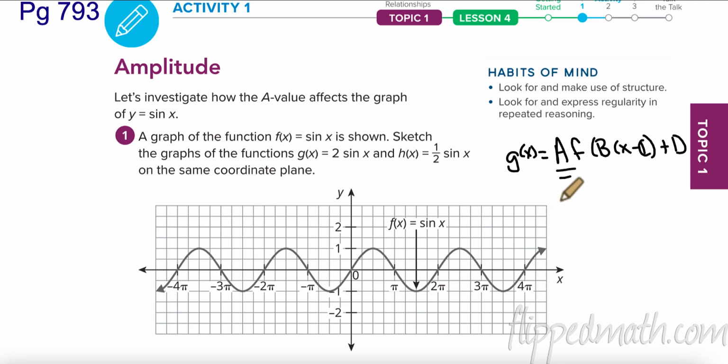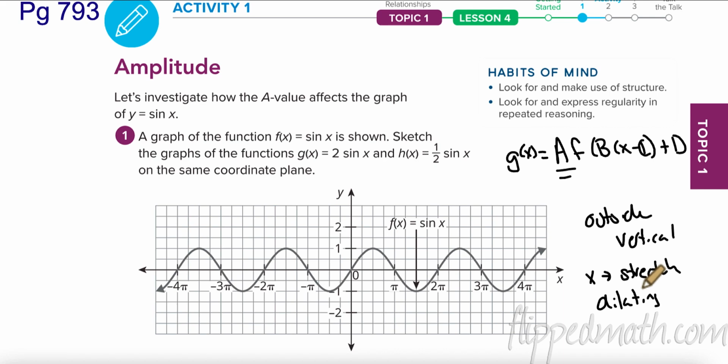So what is anything on the outside? Anything on the outside is vertical, right? Remember that? Vertical. And anything that's multiplying is a stretch or a shrink. It's scaling it. We are dilating it, right? Remember that word, dilating. So I'm going to dilate things. We understand we're going to multiply by 2 and by 1/2. We'll get to that in a second.